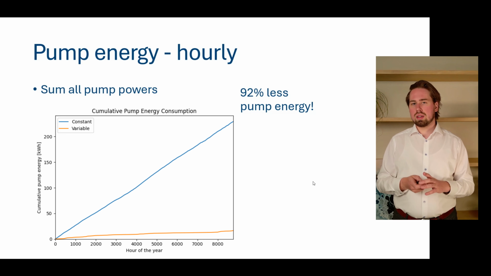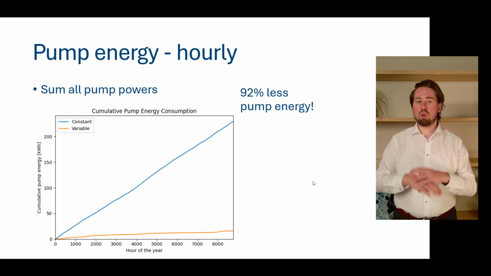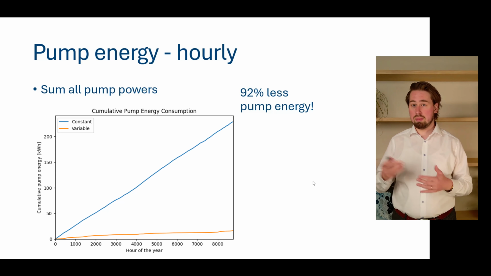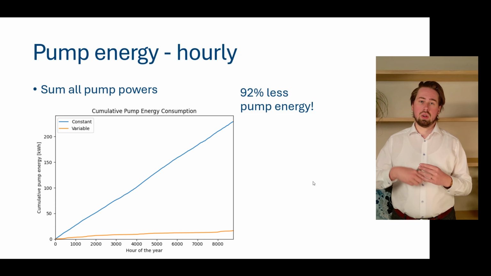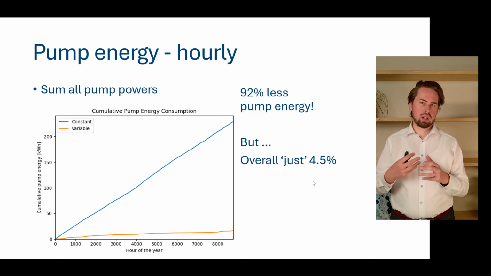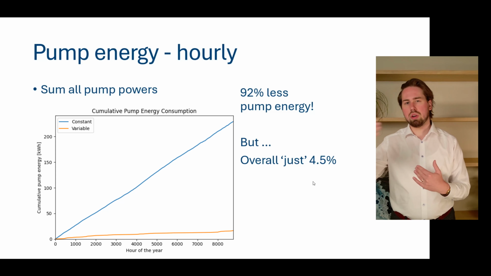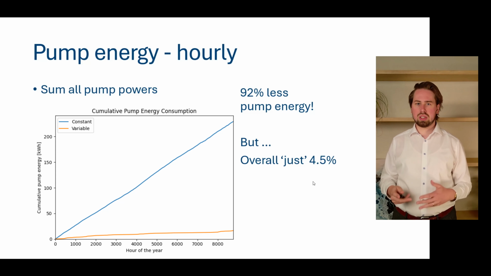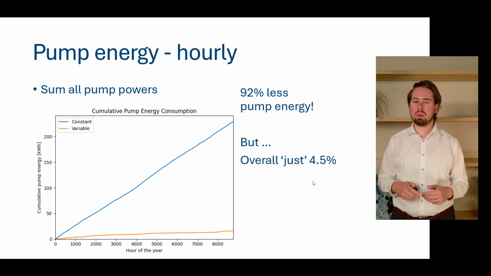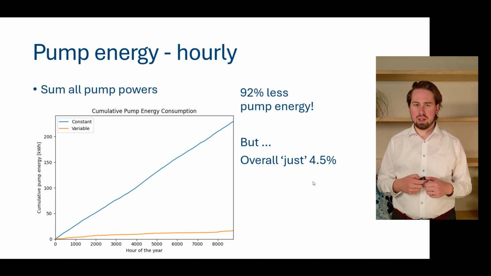Now, this is for the pump electricity consumption. But what is interesting is if we compare it to the overall energy consumption of the system, taking also into account the way the heat pumps work and the electricity consumption of the heat pump, it's lower. It's just 4.5%. Because of course the electricity consumption of the compressor is an order of magnitude bigger. But still, just switching from constant to variable flow rates will give you an increase in overall system efficiency due to the lower electricity consumption. So this was the case for an hourly simulation.